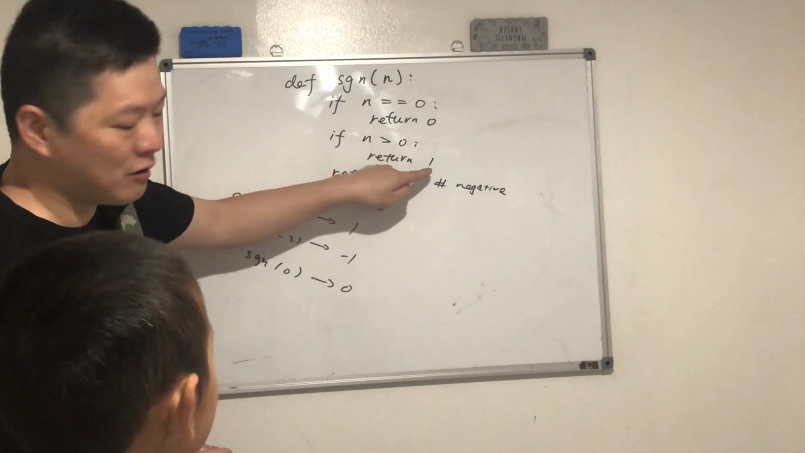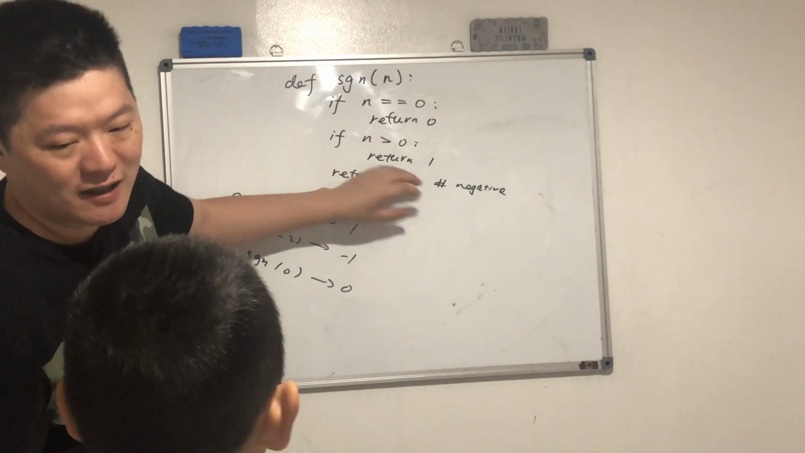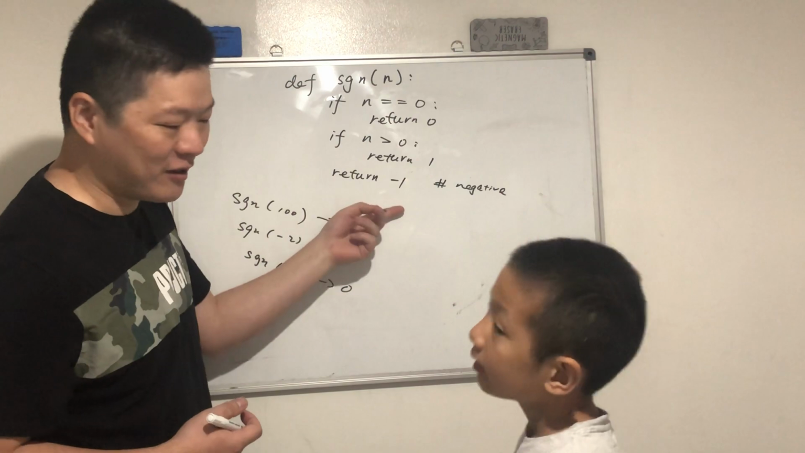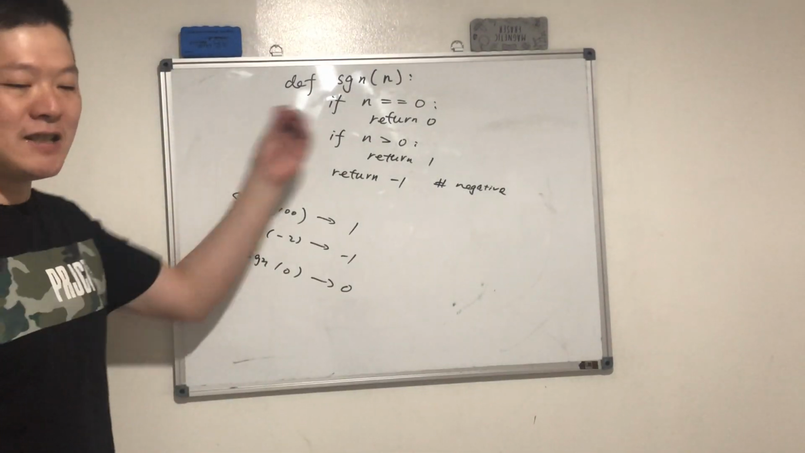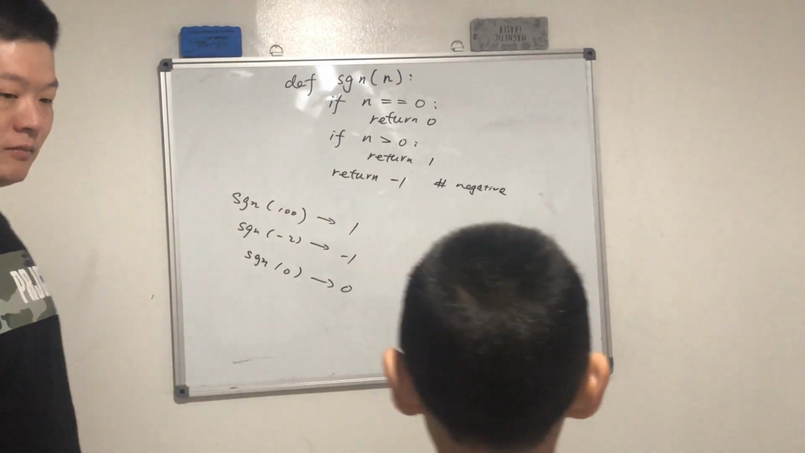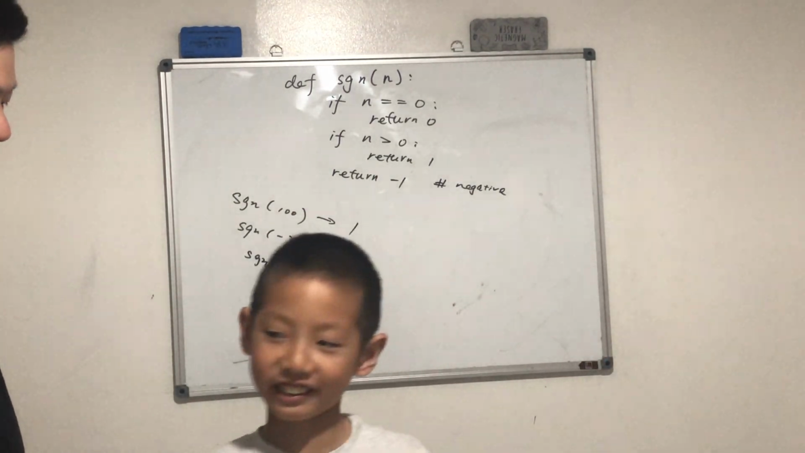If it's bigger than 0, return 1. And else, what's else? If it's smaller than 0. This is the only possibility, okay? So this is the simple sine function. So you're just telling if it's a positive number or negative number?